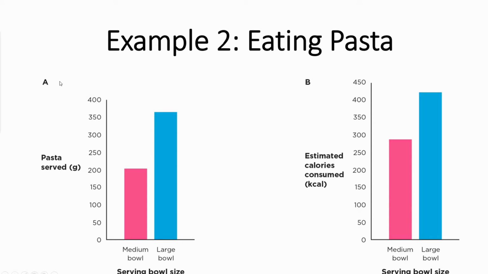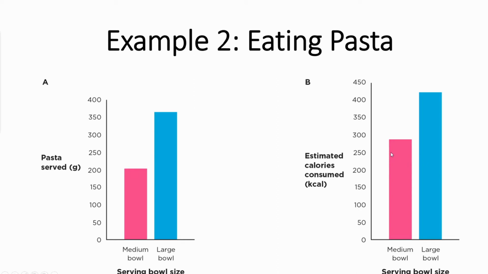Over here, we're going to look at graph A first, and this is just looking at which condition the students were in, what size serving bowl they were eating from, the medium or the large, and then how much pasta they served themselves. Here we have that our medium bowl people served themselves less pasta than the large bowl students.